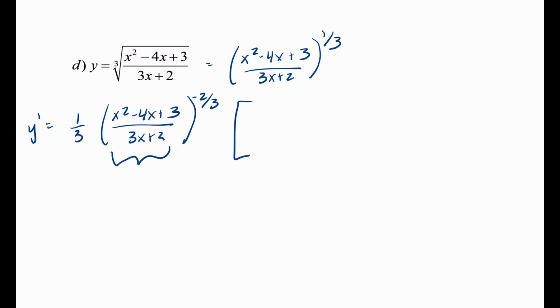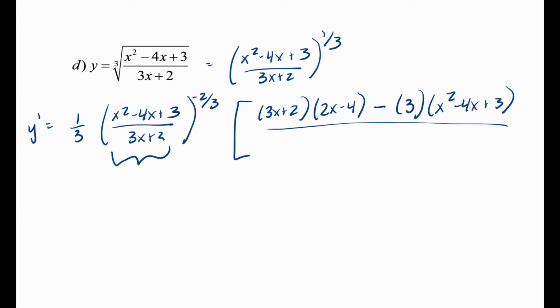So in order to do that, I'm going to have my bottom, which is 3x plus 2, times the derivative of my top, which is 2x subtract 4, subtract the derivative of my bottom, which is just 3, times my top, which is x squared minus 4x plus 3, and that's all over the denominator squared. So I have this. Now all I have to do is simplify the numerator in here.